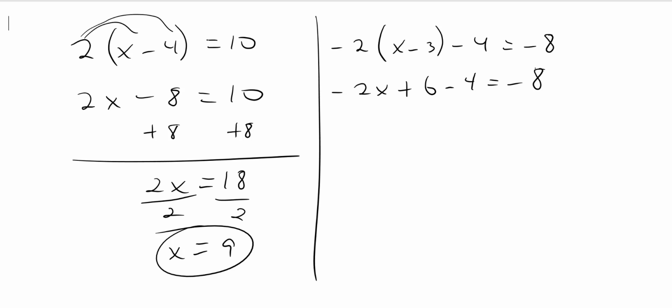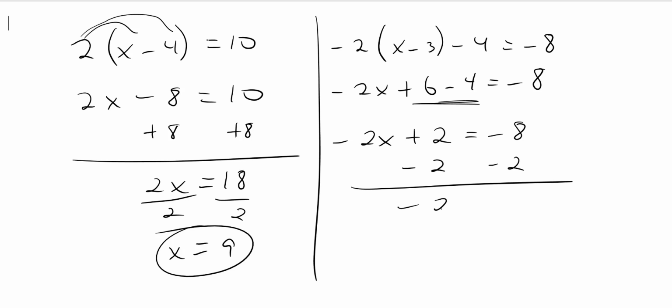Okay, so as opposed to the one on the left where you just distributed and then moved things over, I distributed, now I need to combine like terms. Okay, you guys remember that. So of course my like terms are just the 6 minus 4. So you have -2x, and 6 minus 4 is 2, plus 2 equals -8. Okay, and then we're going to do everything we did before. Subtract 2, so -2x = -10, divide by -2, x equals positive 5.